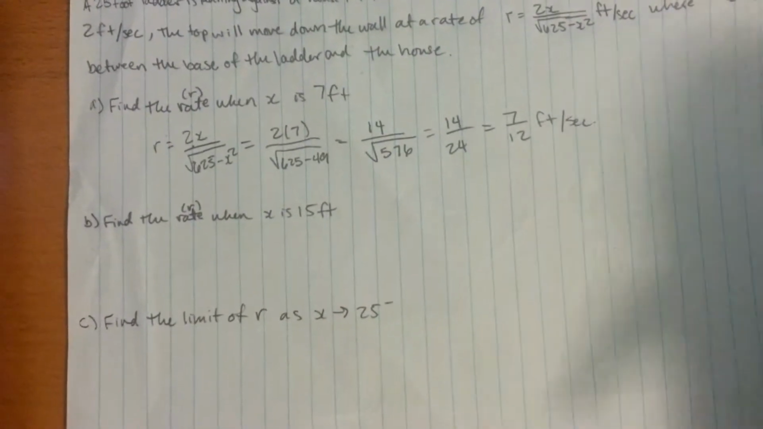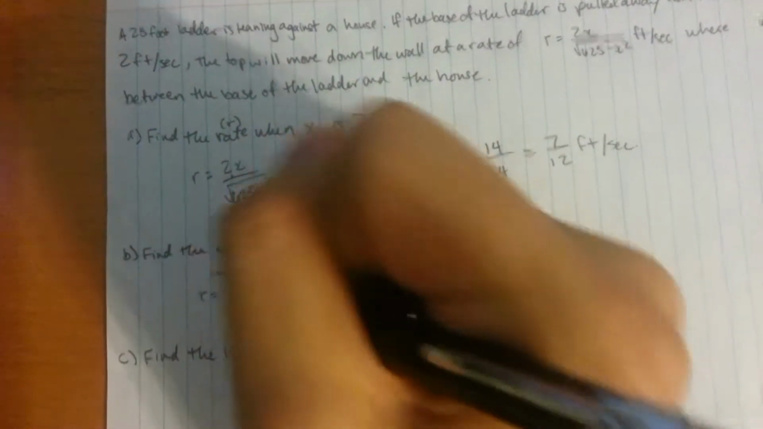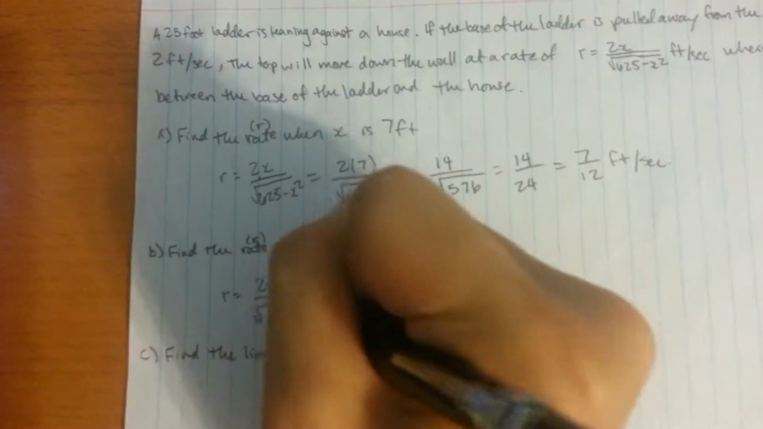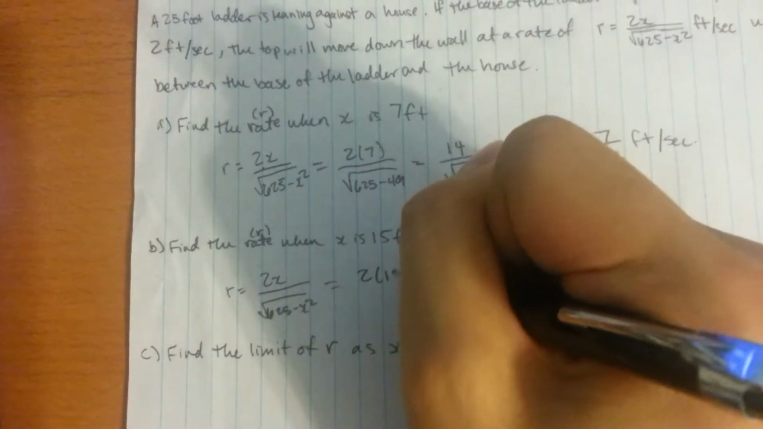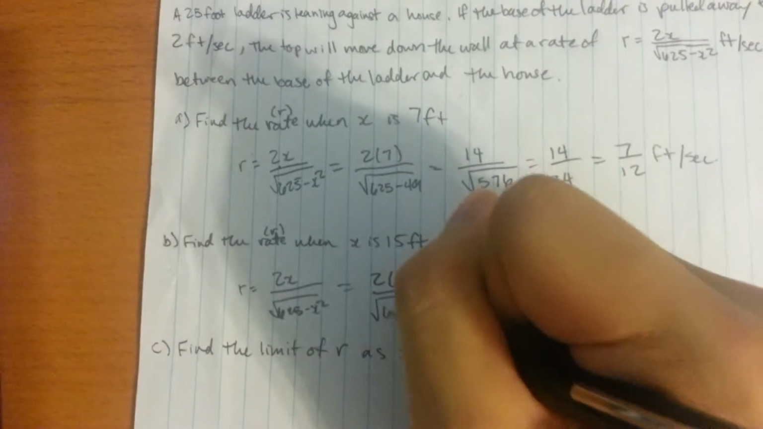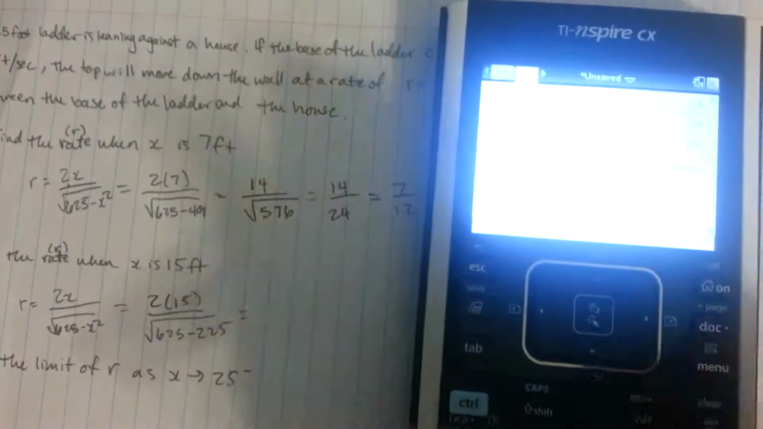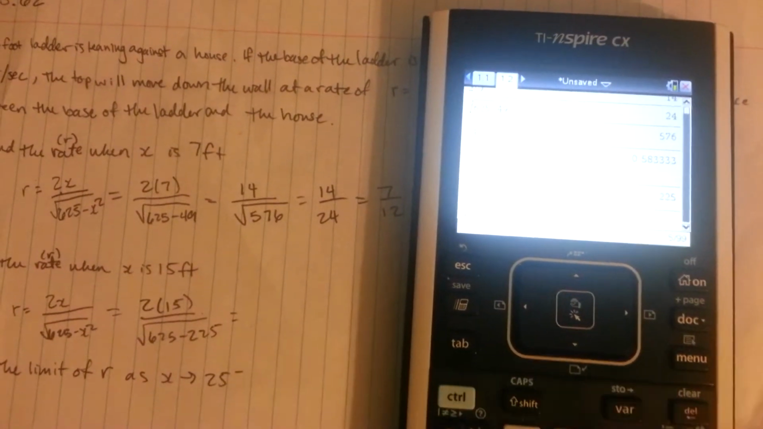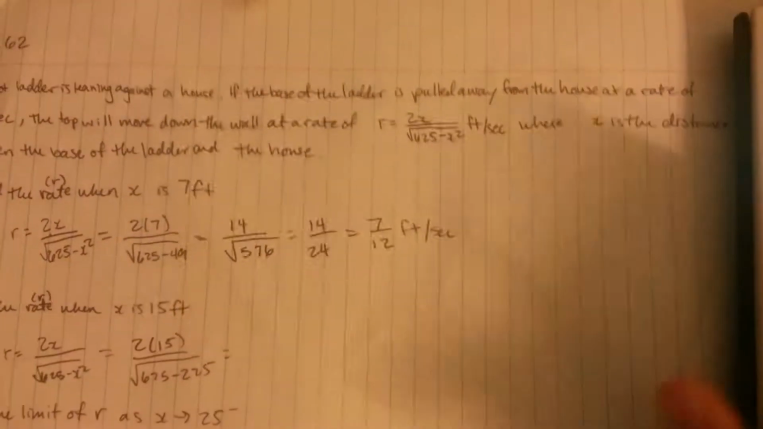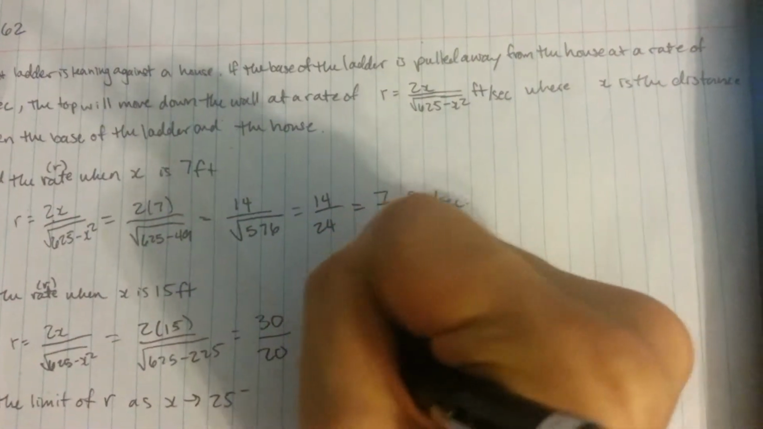Now, part B of the question asks the same type of question, but it says find the rate when x is 15 feet. So do the same thing. r equals 2x over the square root of 625 minus x squared. Just plug and chug. 2 times 15 over the square root of 625 minus 15 squared. 15 squared is 225. The square root of 625 minus 225 is 20. So it is 30 over 20, which equals 3 over 2 feet per second.